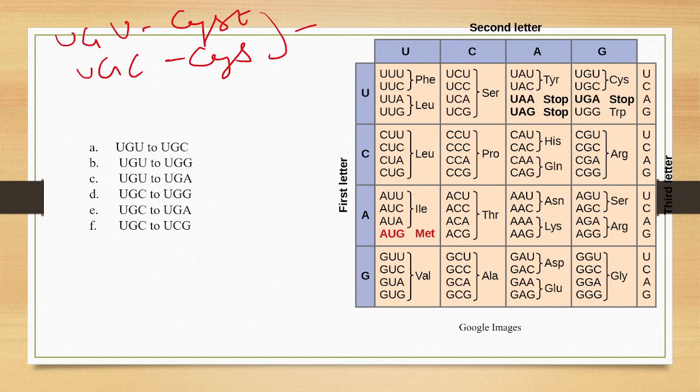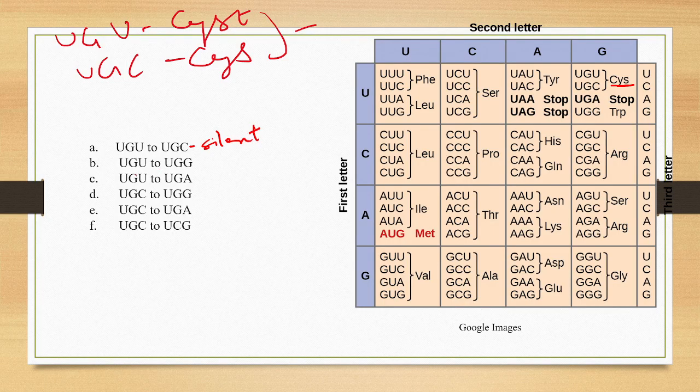UGU. UGU is coding for what? UGU codes for cysteine. And UGC, it is also coding for cysteine. So how can it be a missense mutation? Because both the codons are making the same sense. So it is a silent mutation. It's not a missense mutation. It's a silent mutation.